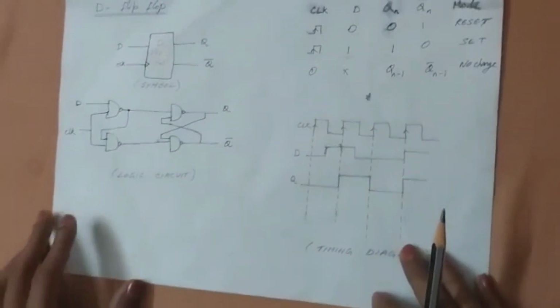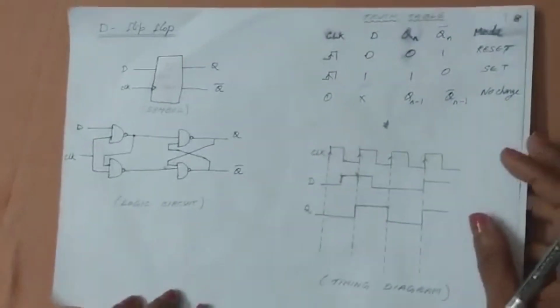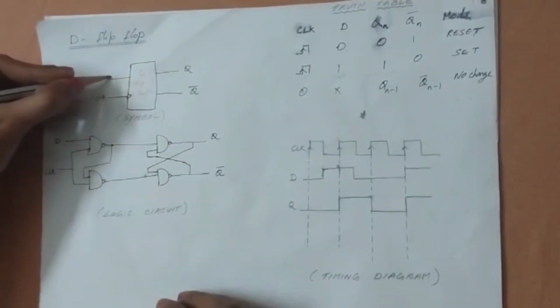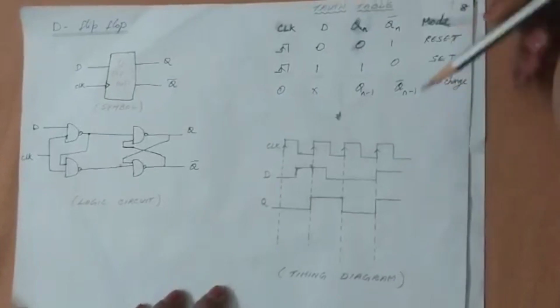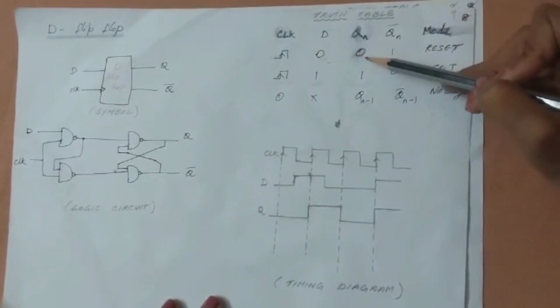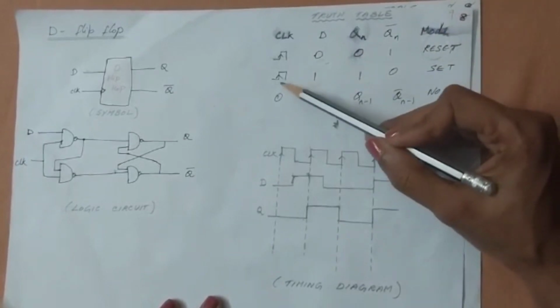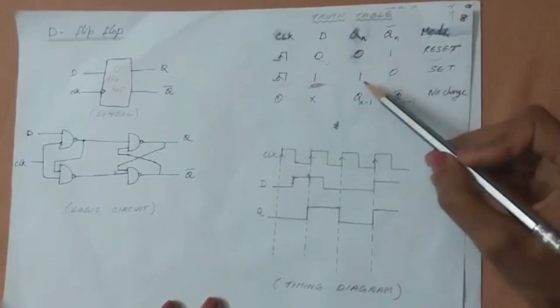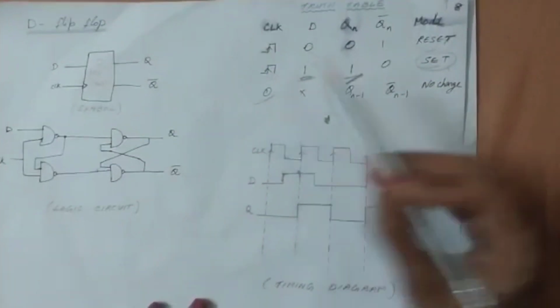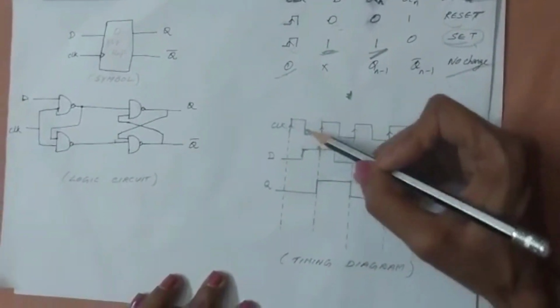And then we have the D flip-flop. This is the circuit diagram, and only one input is there, so it is very easy. If the clock is there and D is 0, Q is 0, it is in reset. If the clock is there and D is 1, Q is 1 and it is in set position. If the clock is 0, no change. So it is very easy here.